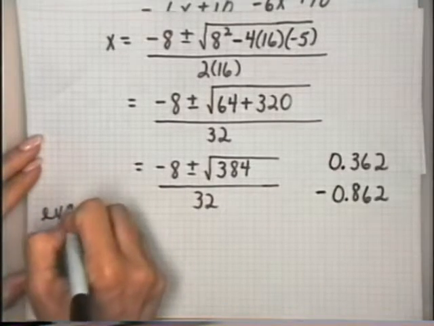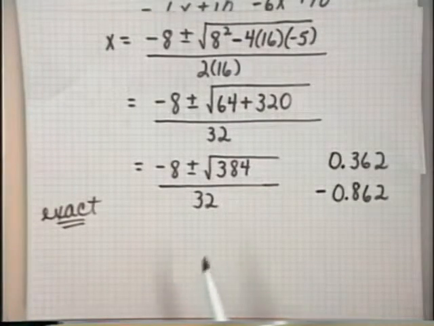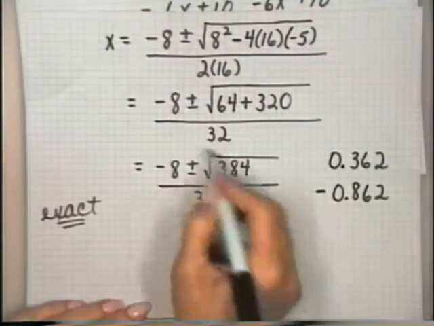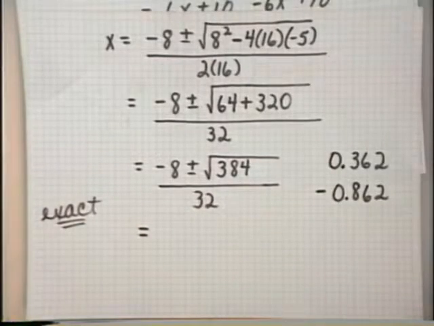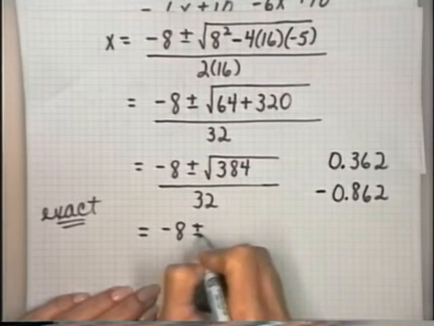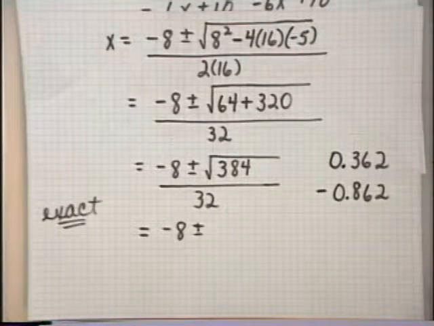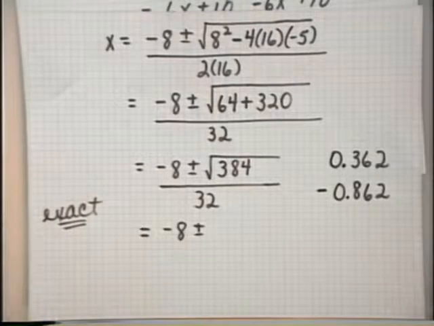Some teachers want the exact values, and if your teacher wants the exact value, then this represents the exact value, but we always want that exact value simplified as much as possible. So what we want to do is to work on this square root of 384. Of course, we want to figure out what's the largest perfect square that's a factor of 384. Some of my students are really good at that and some of them really aren't.